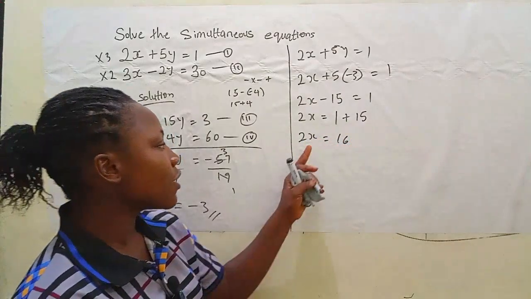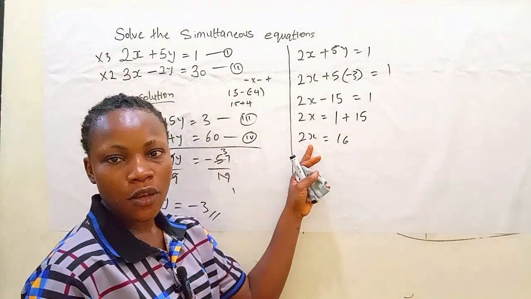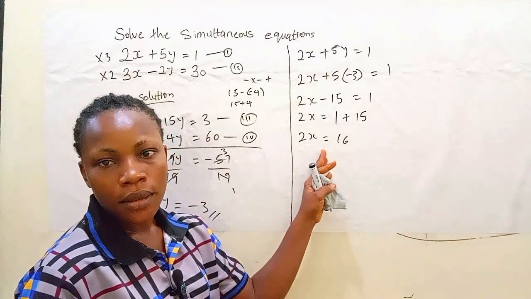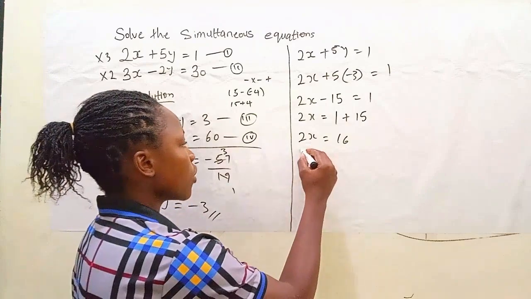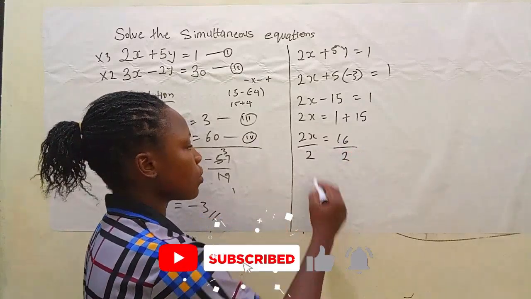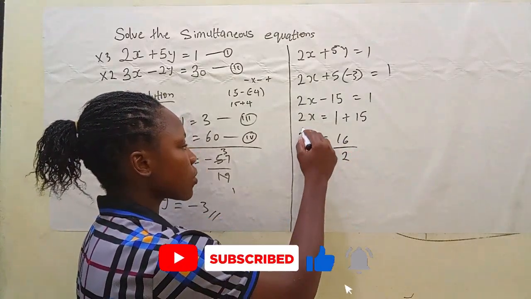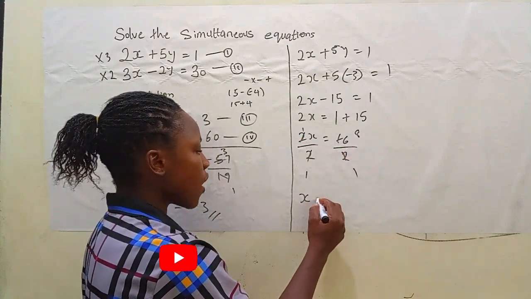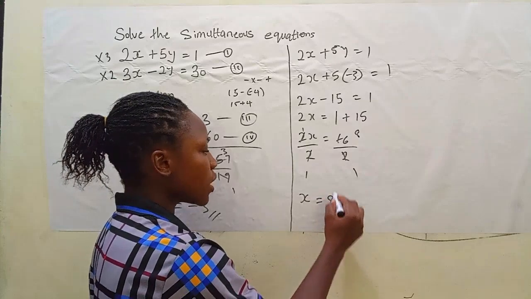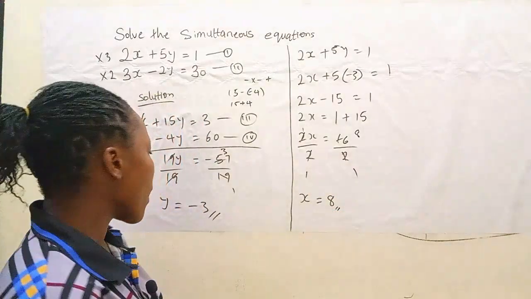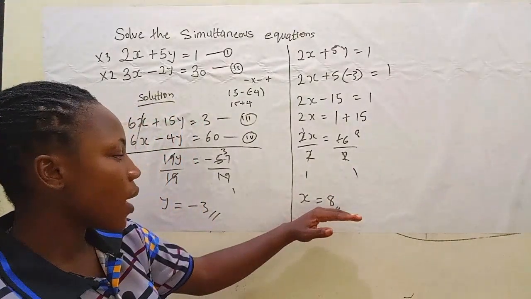So for us to get the value of x, we have to divide both sides by 2. So we have 2x over 2, 16 over 2. Cancel, cancel. Here, cancel. Here is 8. So the value of our x is equals to 8. Alright? We have gotten the value of our y and the value of our x.